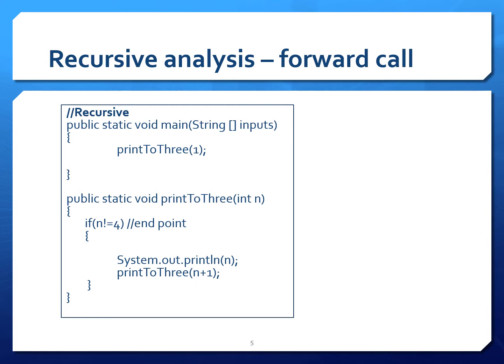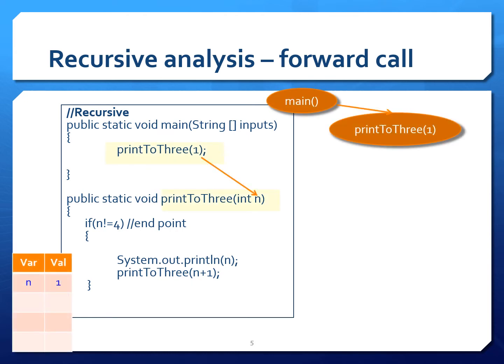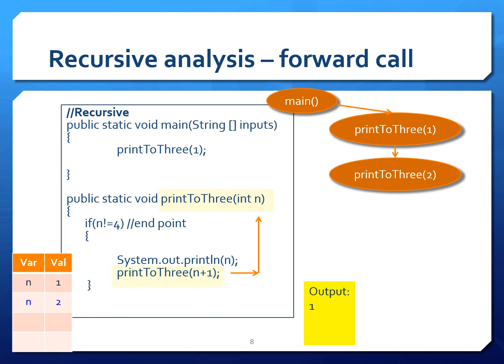Next, let's trace through the recursive program. In the main, the program calls print to 3 and passes in 1. In the method, it will first test for the endpoint. Since the endpoint condition is true, it enters the if block codes. Next it will print n, which is 1. Next, it calls itself and passes in n plus 1, which is 2, to the next method.